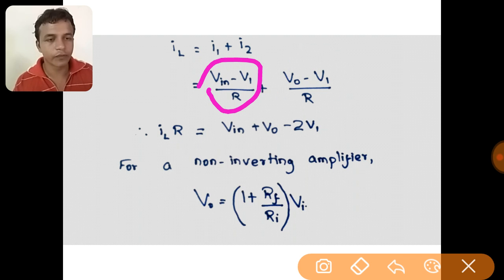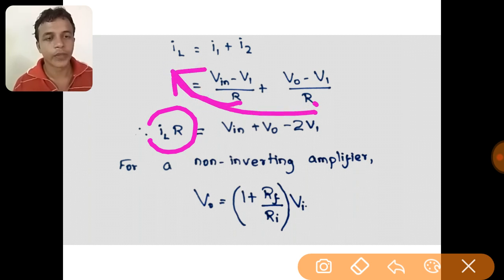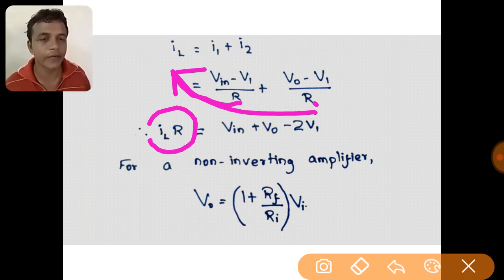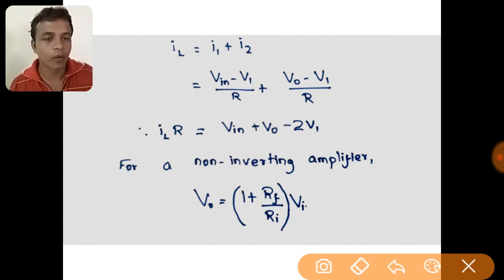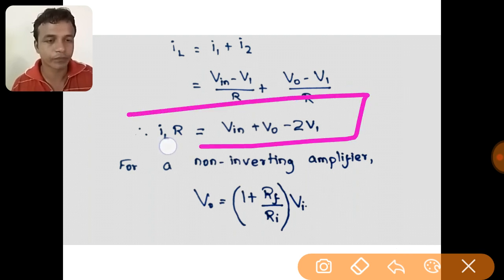So after solving this, we are getting IL into R equal to, since R is common, the denominators are common, so we can write directly IL into R equal to V in minus V1 plus V0 minus V1. So we can write V in plus V0 minus 2V1. So V in plus V0 minus 2V1. I am holding this equation.